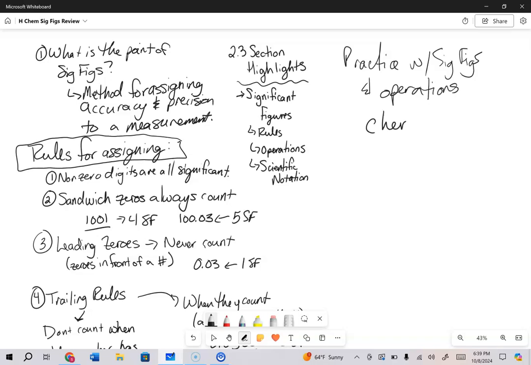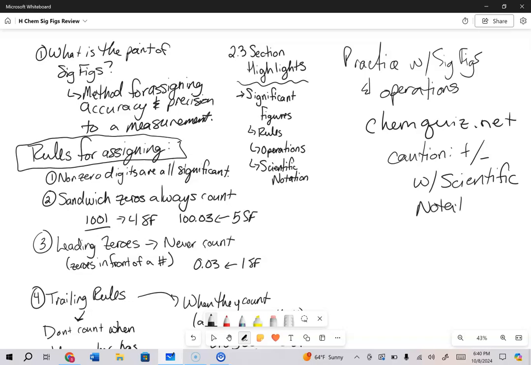The place we used this week was chemquiz.net. The only thing I would caution on this one, like we saw in class, is that adding and subtracting with scientific notation was not necessarily correct. A lot of you got marked wrong when you were not wrong because you followed our rules.